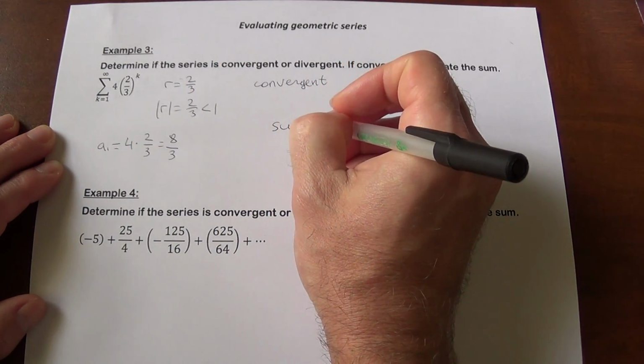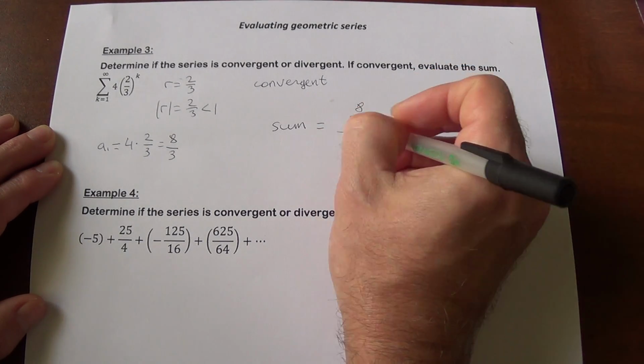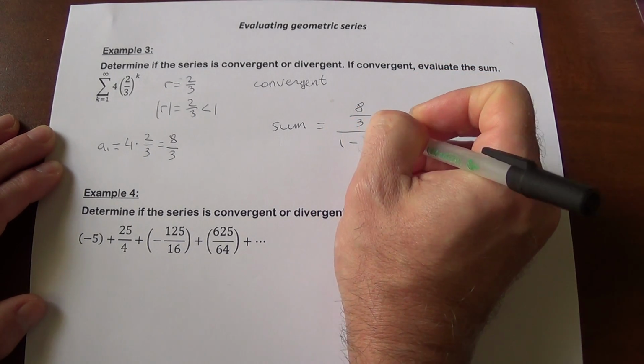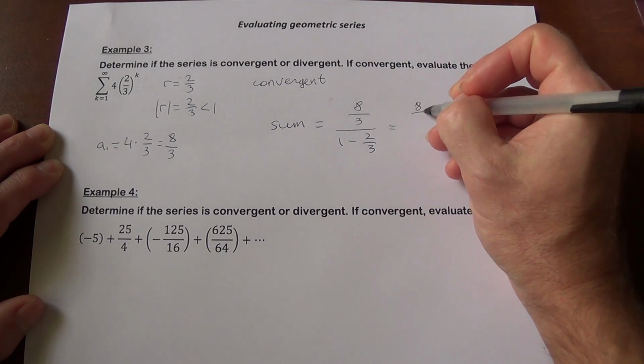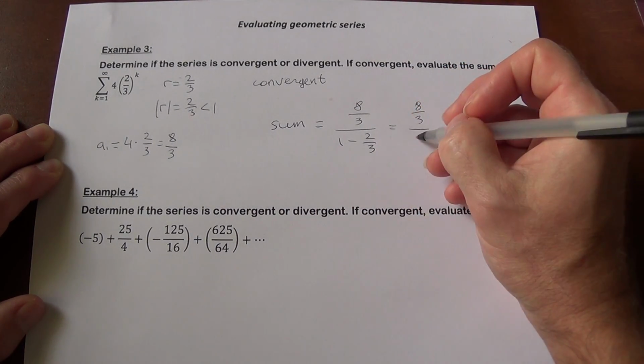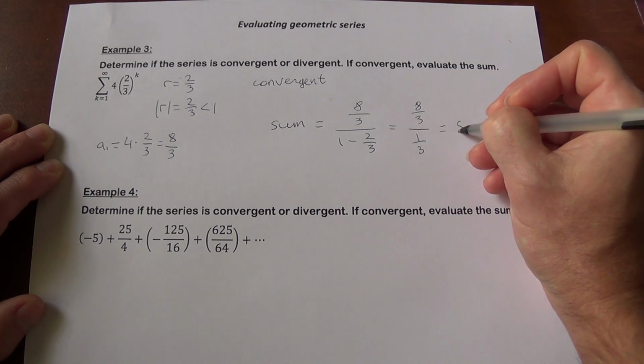And our infinite sum will be, the first term is 8/3 divided by 1 minus 2/3. Let's see what we're getting here. This is 8/3 divided by 1 minus 2/3, going to give you 1/3. This whole thing will give you 8.